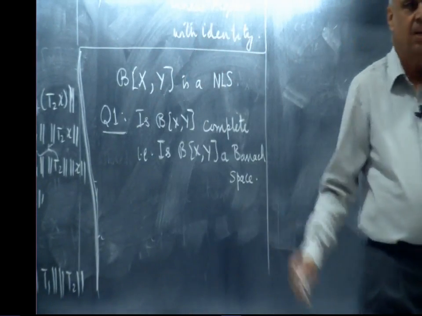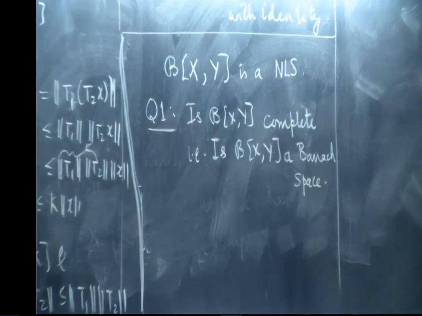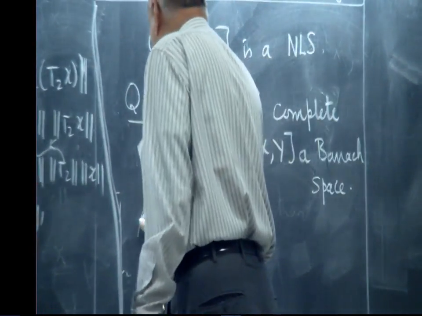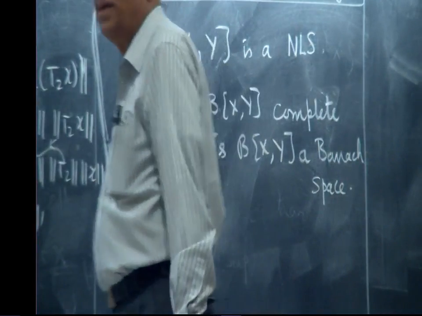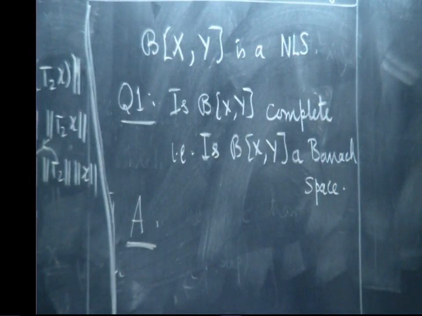I will give the answer to this. We will look at the details of the answer later. The answer to this question is probably, somebody may think the X was not a Banach space, we said only normed linear space. Why we did not take it as a Banach space, we took it only as a normed linear space. Then why do we even expect that B(X,Y) will be a Banach space?